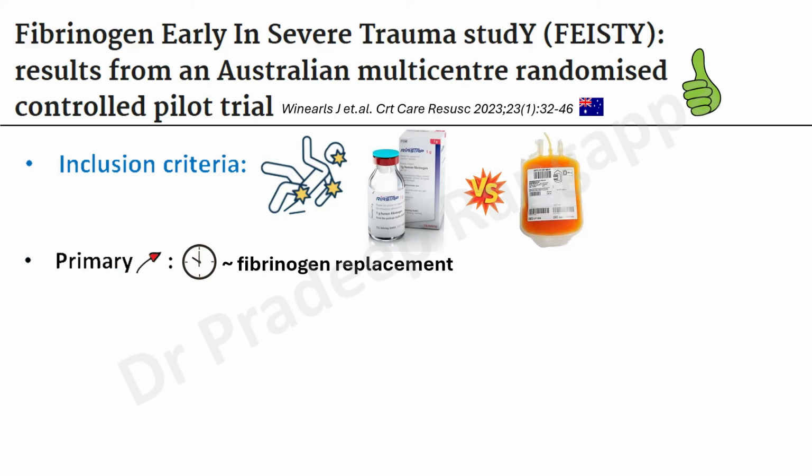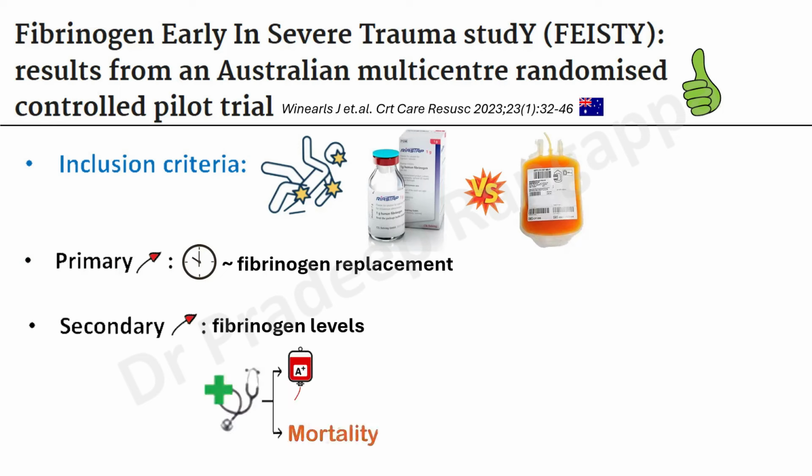Why they looked at time to fibrinogen is because if you have to order cryoprecipitate, it takes time for ABO compatibility and thawing. But with fibrinogen concentrate, you can save on the time. So that was the hypothesis they had. Secondary outcome, they looked at fibrinogen levels. And the clinical outcome, they looked at the amount of blood that was needed in both groups and the mortality. So, a good study done in trauma patients.